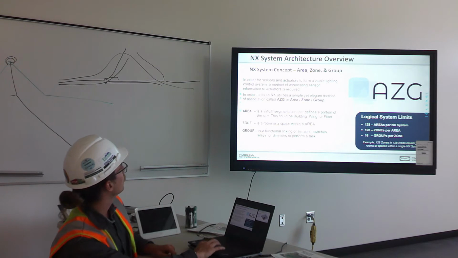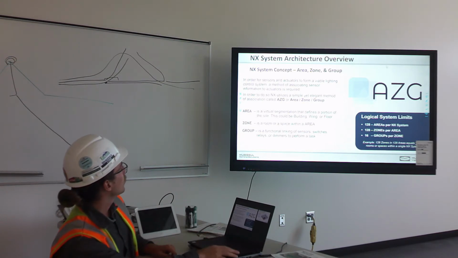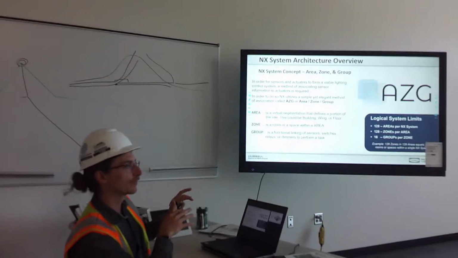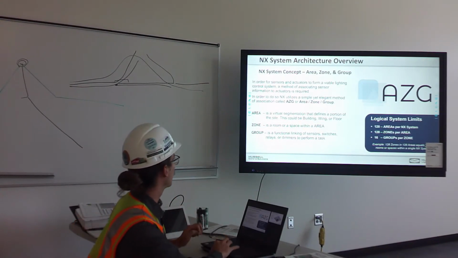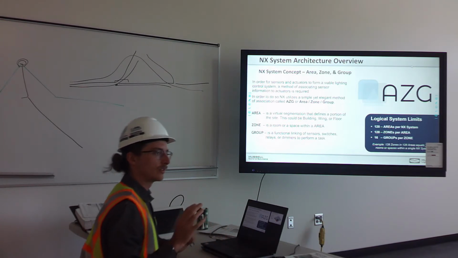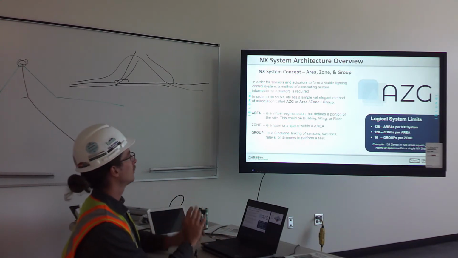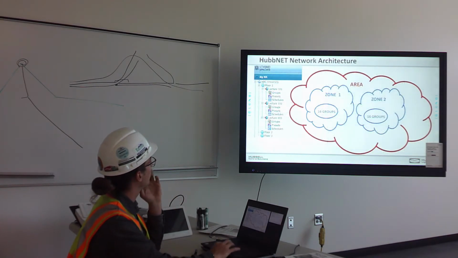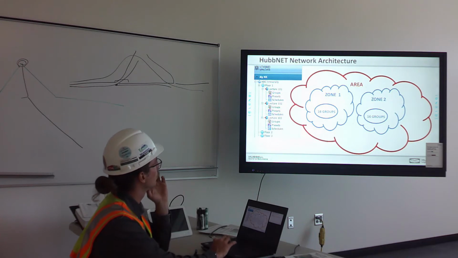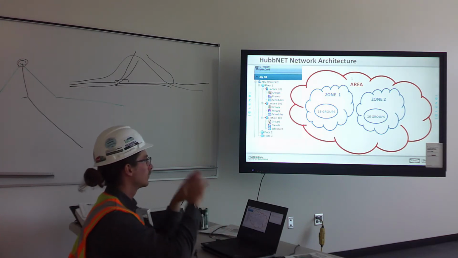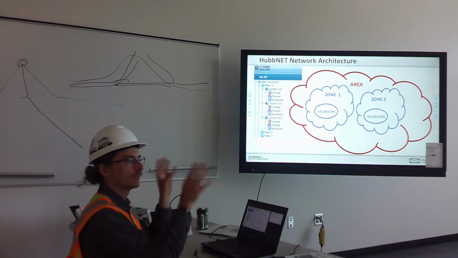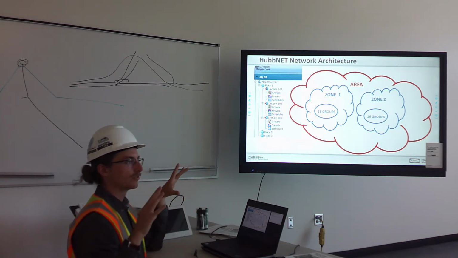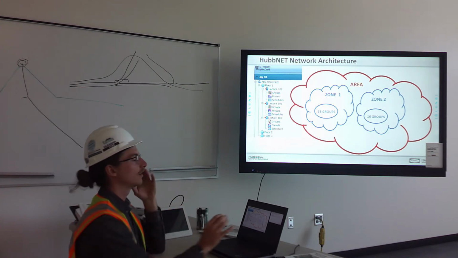All right, so this is getting a little more into the software side of how things work. When you have a network, every single device on the network will have an area, a zone, and a group. This diagram kind of shows it well. An area consists of zones, and a zone consists of groups, and that separates out all the devices from talking to each other on the network.